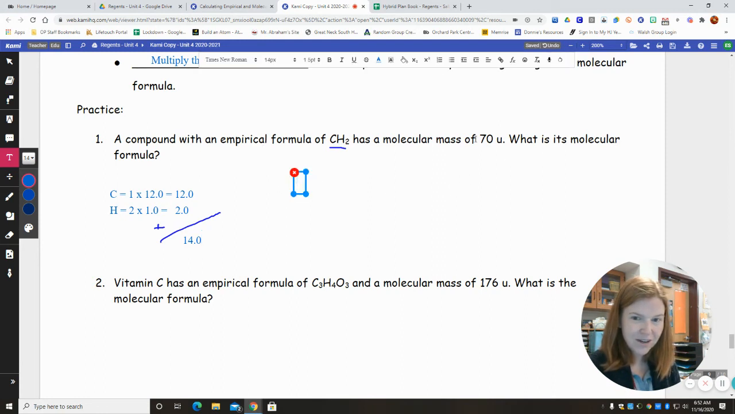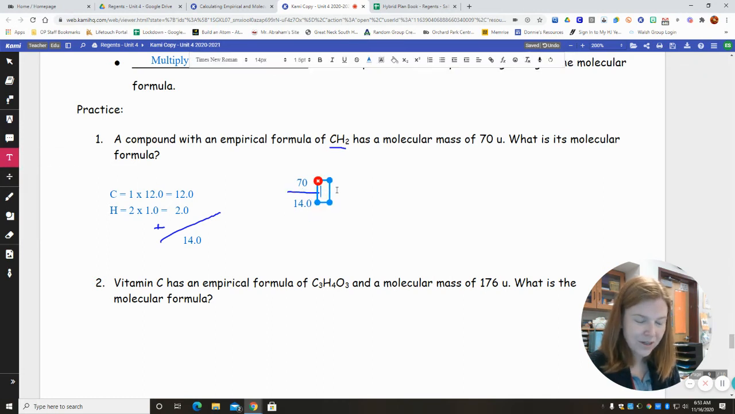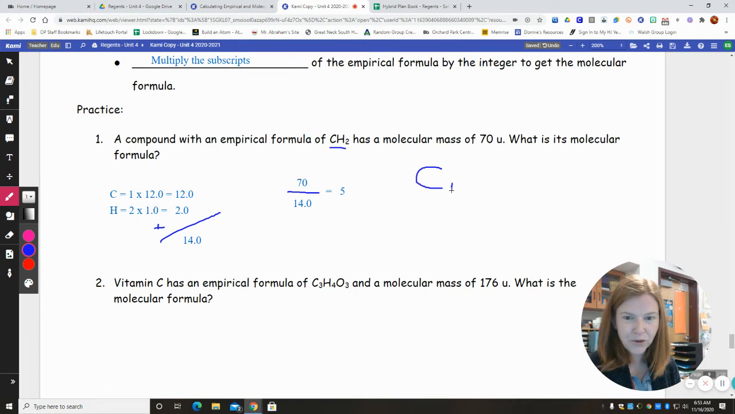So then you take the molecular mass, 70. You divide it by the molar mass of the empirical formula, in this case, 14.0. I am going to get a whole number. 70 divided by 14 is 5. So then I take my empirical formula. Sometimes this is also a good point to draw in those ones, even though they're not really written. And what you're going to do is you're going to multiply each subscript by that integer. So my formula, C5H10. Okay? And that would be my answer.